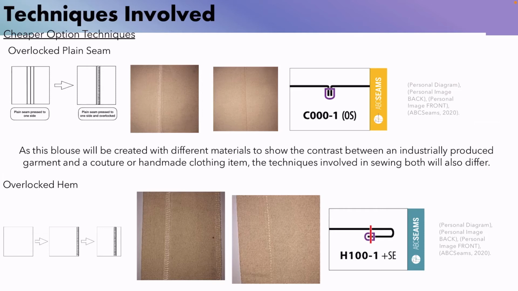To summarise the creation of the seam, a plain seam must be sewn correctly first. Then the fabric must be pressed to the side and overlocked together in a straight line. This must be done for all seam attachment points, including side seams and shoulder seams, for example.